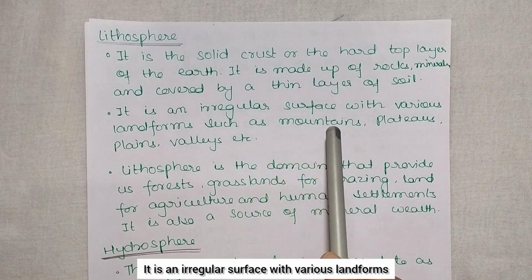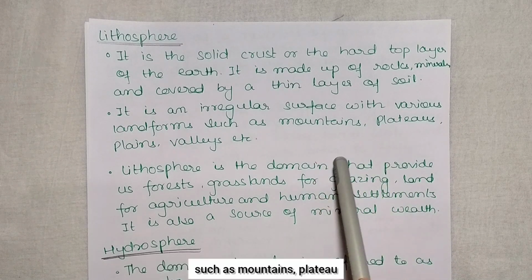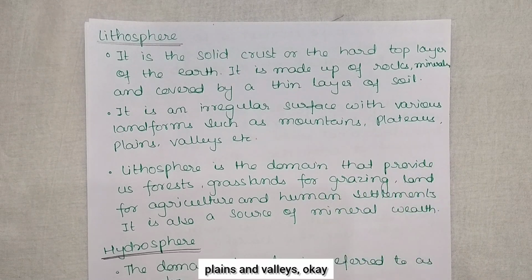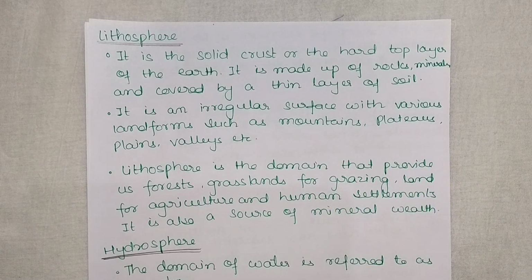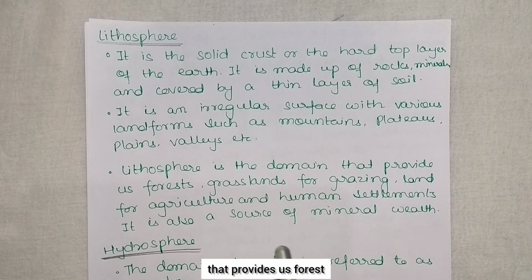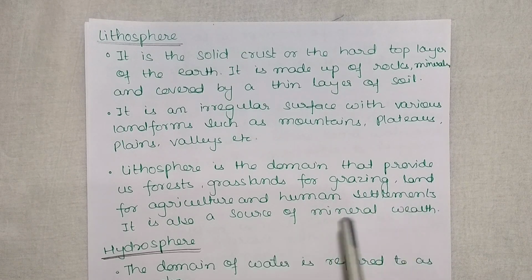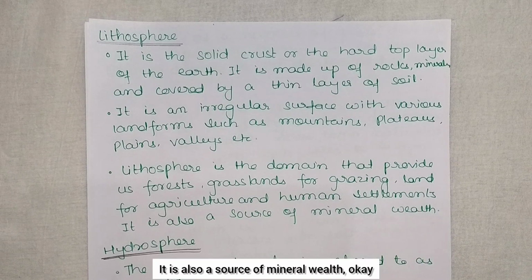It is an irregular surface with various landforms such as mountains, plateaus, plains and valleys. Here we will find an irregular surface. It may be a mountain, plateau, plain or valley. Lithosphere is the domain that provides us forest, grassland for grazing, land for agriculture and human settlement. It is also a source of mineral wealth.